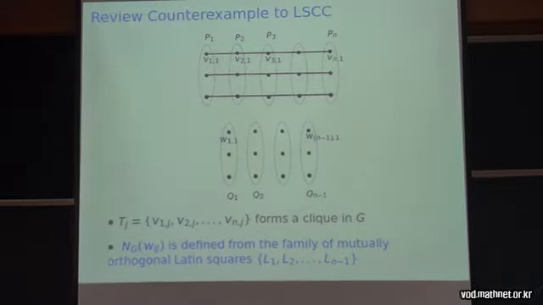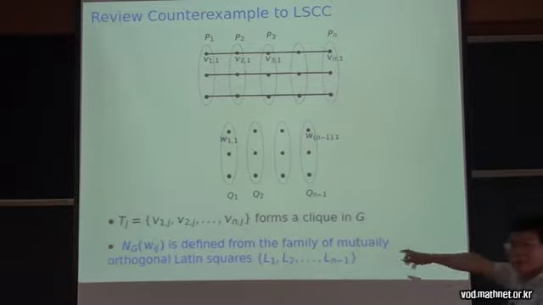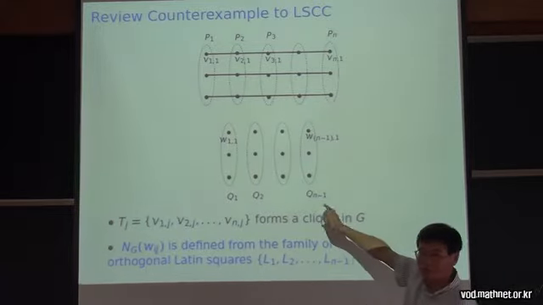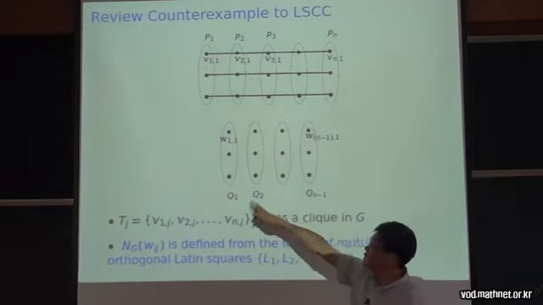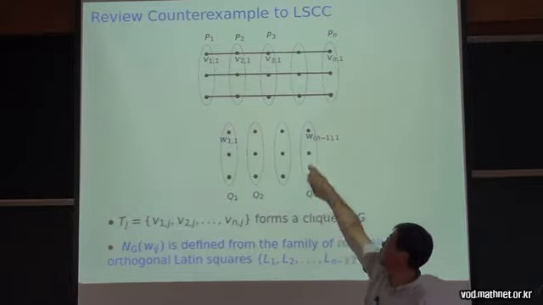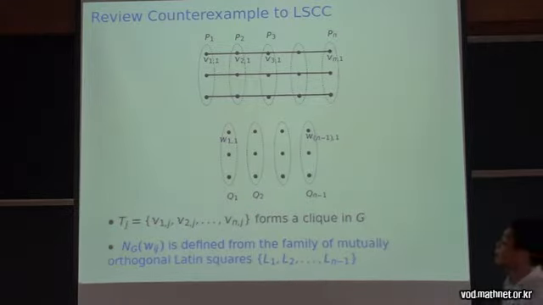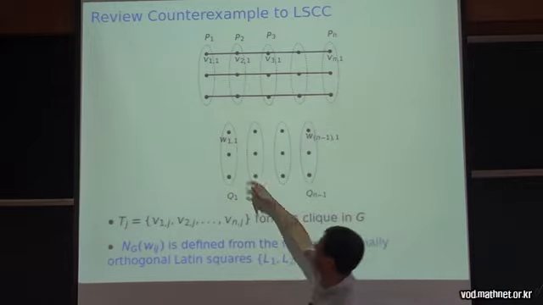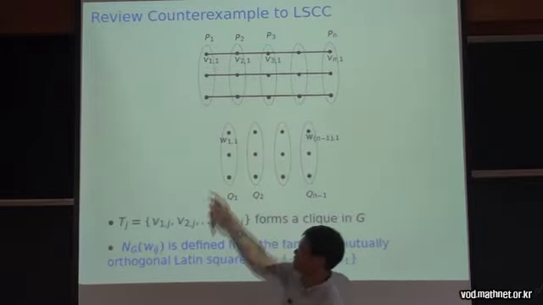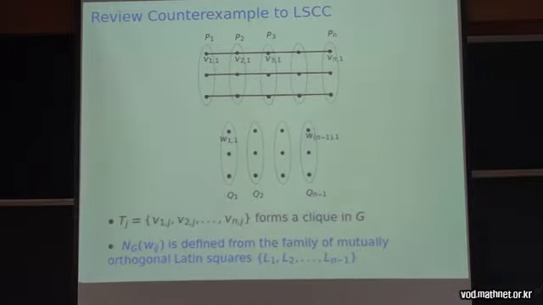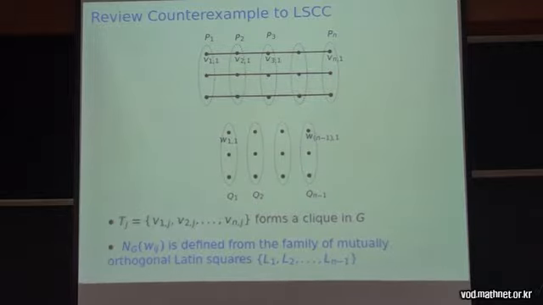And our original construction is like this. We have a P set on the top and the n minus 1 sets on the bottom, and each set contains n vertices. Then we need to define the neighborhood of W11. The neighborhood exactly follows the orthogonal Latin square list.